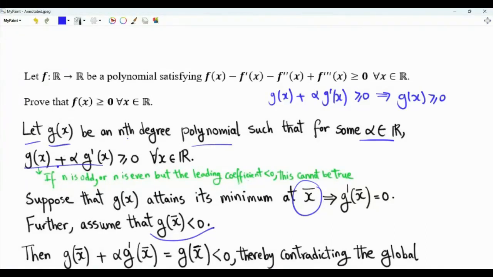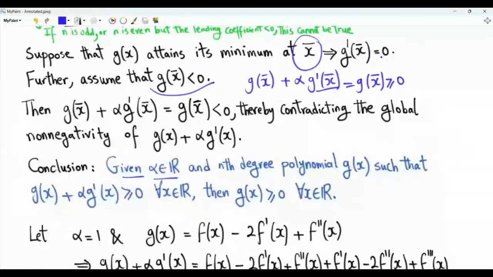Take this left-hand side and replace x by x bar. We have g of x bar plus alpha, which is this real constant, and then g prime of x bar. G prime of x bar is equal to 0, so this is equal to g of x bar. And if polynomial g satisfies this inequality for every x, then this must be greater than or equal to 0. It cannot be less than 0. Our conclusion: given alpha in R and an nth degree polynomial g of x such that g of x plus alpha g prime of x is non-negative, then g of x is non-negative.